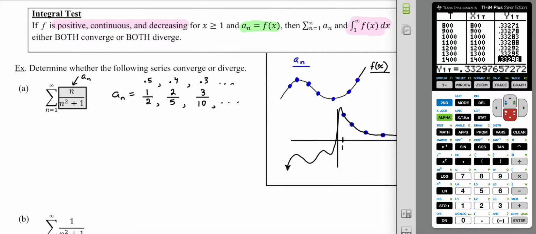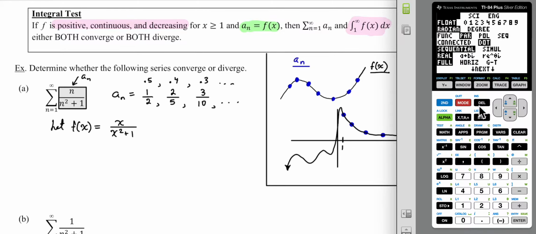All right. Now it's a question of, will the corresponding function also decrease? Can we come up with a function that'll trace through those points? All right. So we'll see. But if we can, then we're in good shape. All right. So let's make the assumption. Let f of x be equal to x over x squared plus 1. Let's take a look at the picture. I'm going to go back to function mode.